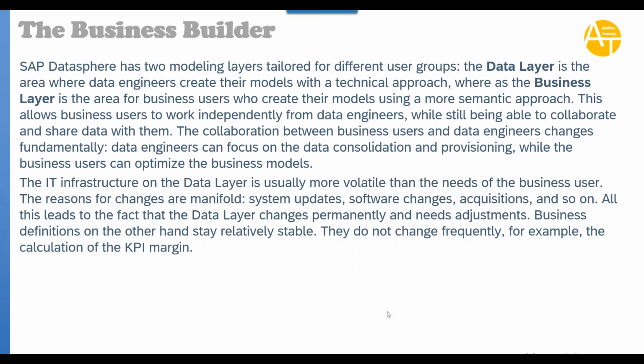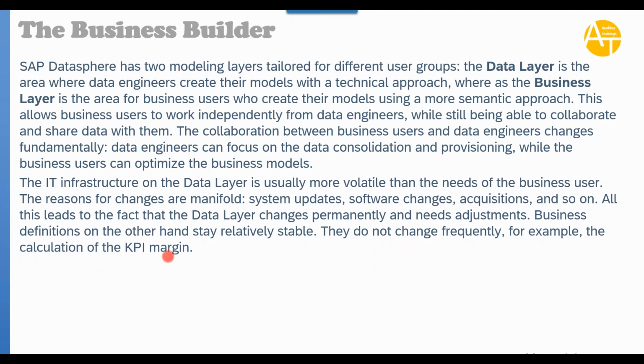The IT infrastructure on the data layer is usually more volatile than the needs of business users. The reasons for changes are manifold: system updates, software changes, acquisitions, and so on. All these lead to the fact that the data layer changes permanently and needs adjustment. Business definitions, on the other hand, stay relatively stable. They do not change frequently. For example, calculation of a KPI like a margin.